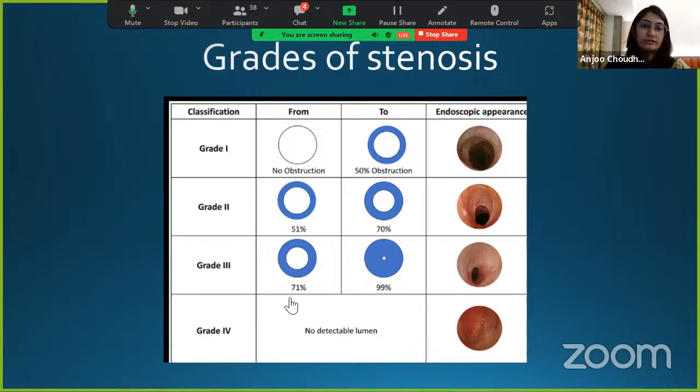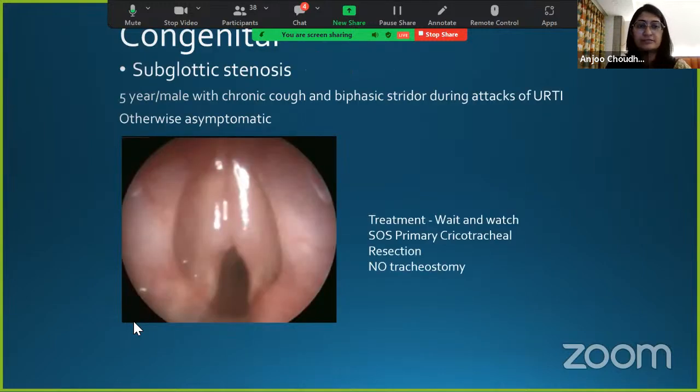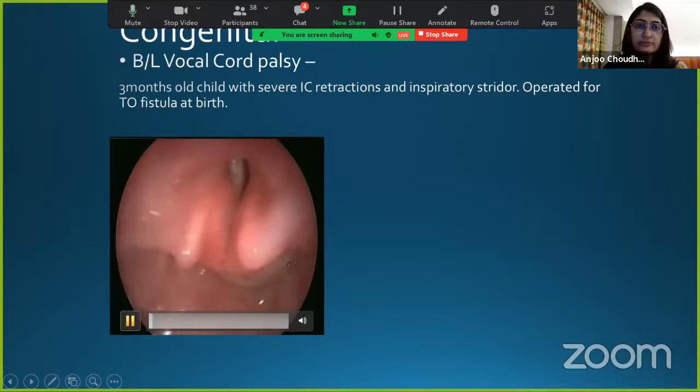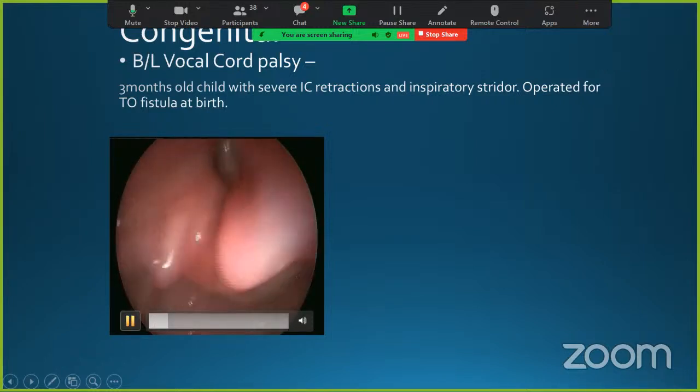So this is one more, a third example, which is a cord palsy, which is very common in the pediatric neonatal age group. This is a 3-month-old child with severe intercostal retractions.